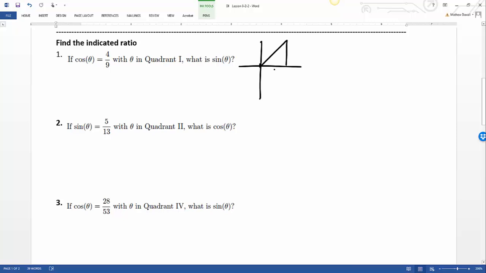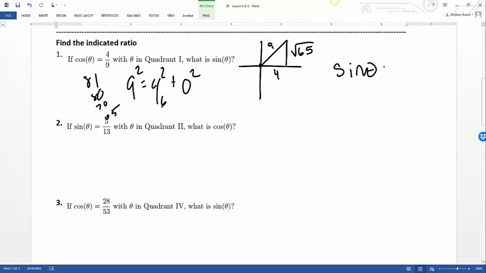My cosine is adjacent over hypotenuse. I need to find what sine is. So sine is opposite over hypotenuse. So I guess opposite squared. So this is 81 minus 16, which is 65. So this will be the square root of 65. So the sine of theta is opposite over hypotenuse.